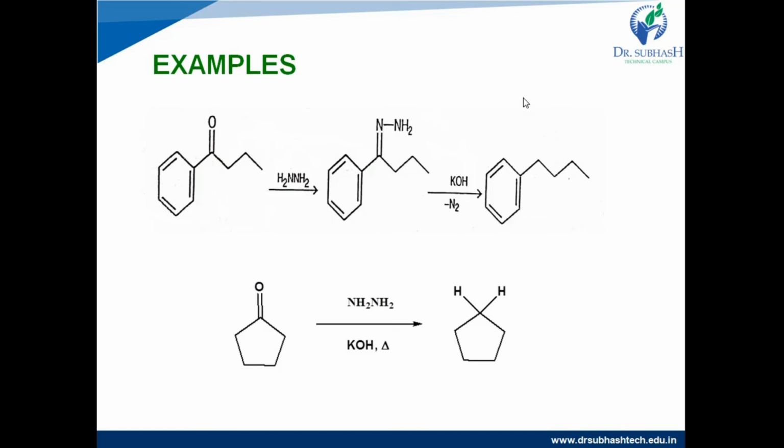Here some examples are given. First of all, an example of a ketone, that is propyl phenyl ketone, undergoes Wolff-Kishner reduction to produce the corresponding alkane. In the first step, this propyl phenyl ketone reacts with hydrazine and forms the corresponding hydrazone, and that hydrazone reacts with base KOH, loses nitrogen gas and forms the corresponding alkane, that is n-butyl benzene.